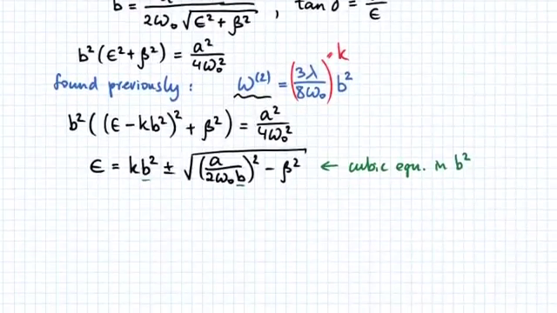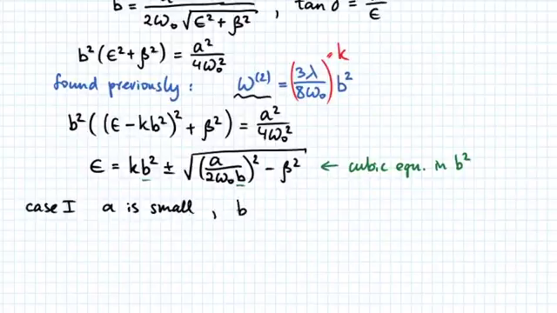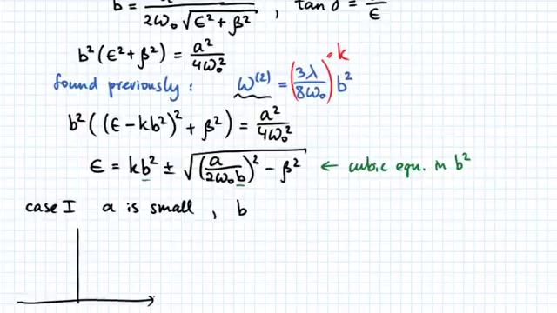What will resonance look like? We can consider several cases. First case that we will consider is the case of small amplitudes. When A is small, B will behave the same as in the regular damped driven oscillator. So we expect to see B, the amplitude, as a function of detuning epsilon, to be given by the familiar bell curve.